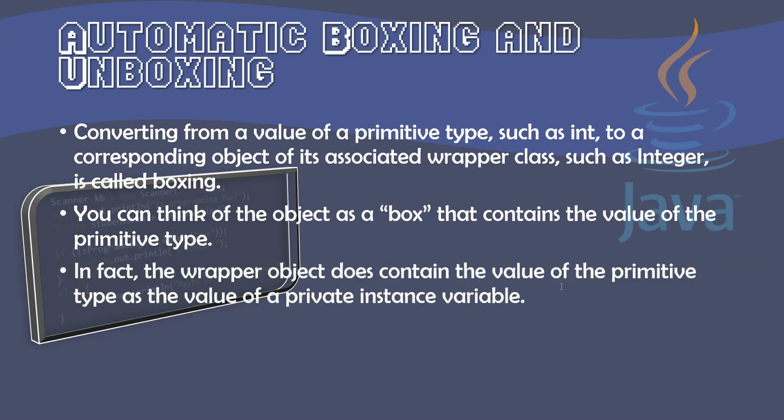In fact, if you peel the curtain back a little bit, the wrapper class does contain the value of the primitive type as the value of a private instance variable. So if you were to go into the Java documentation and look at your wrapper classes, you would find that there's a private instance variable that stores that value.